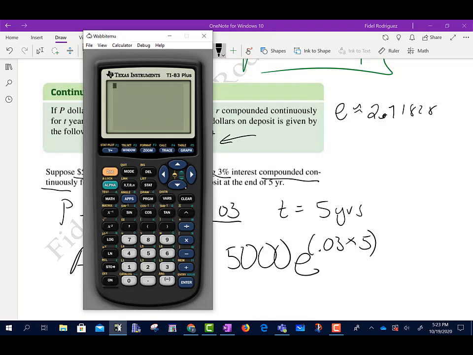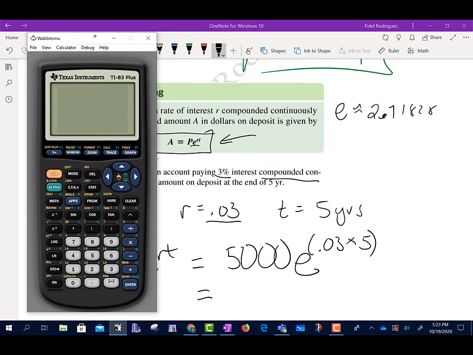So let me clear my screen, okay, and move it over a little bit. First thing I see is 5,000, so let's write that down. Okay, times. Now, when I want to get to my E, I want you to look at the number 4 and look directly to the left of it. Do you see there's a button that says LN? And right above the LN, there's a little E right there. I need to get to that E. The way I do that is I'm going to hit second. I'm going to hit my LN button. And if you notice, there's my E.